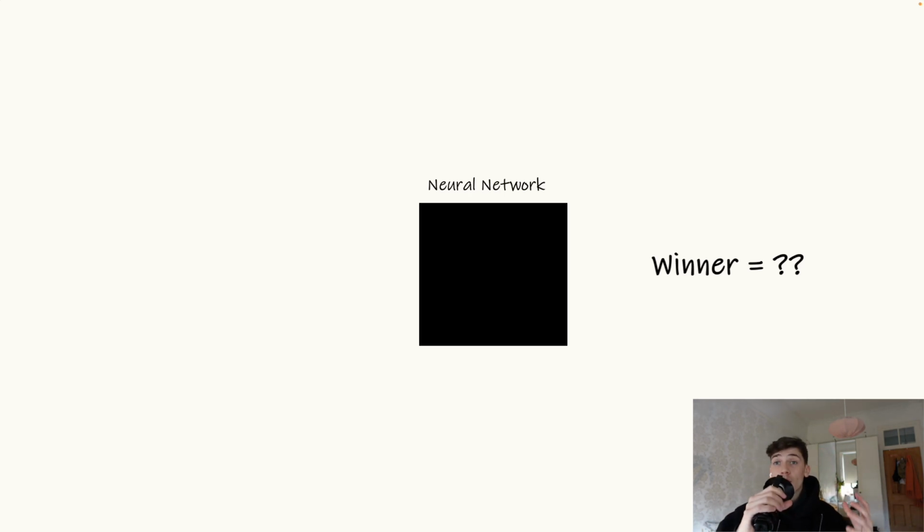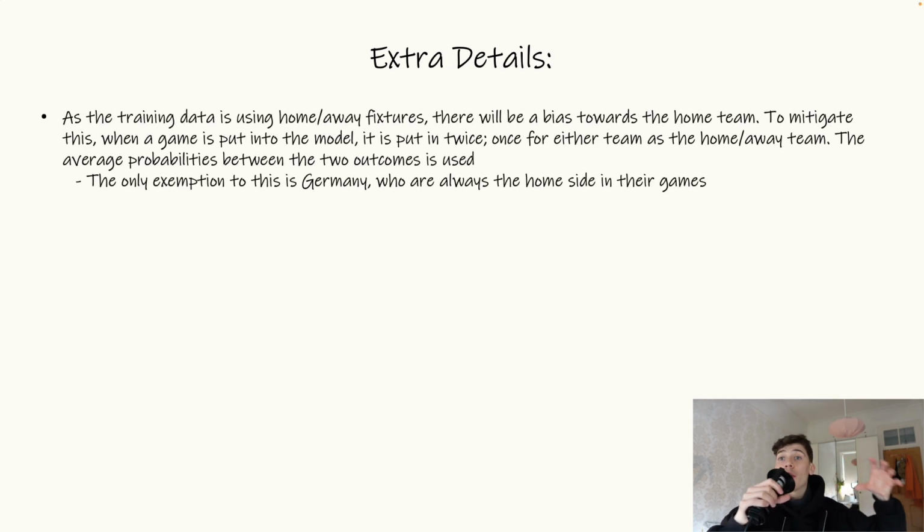So I've now got a few extra points to go over some finer details within the model. The first one, as you might suspect: as we're training on home and away games, using qualifying games and Nations League games, the home team will be biased in those games, just like in real life, which means when we're using it to predict future games, there will be a bias towards whoever we deem the home team. To get over this, we put each game in the model twice, once with each team as the home team, and then we take the average probabilities from both of those results to get our final probabilities. The only exception to this is Germany, as of course they're hosting the tournament, so they actually are the home team. Whichever game they play, they are the home team.